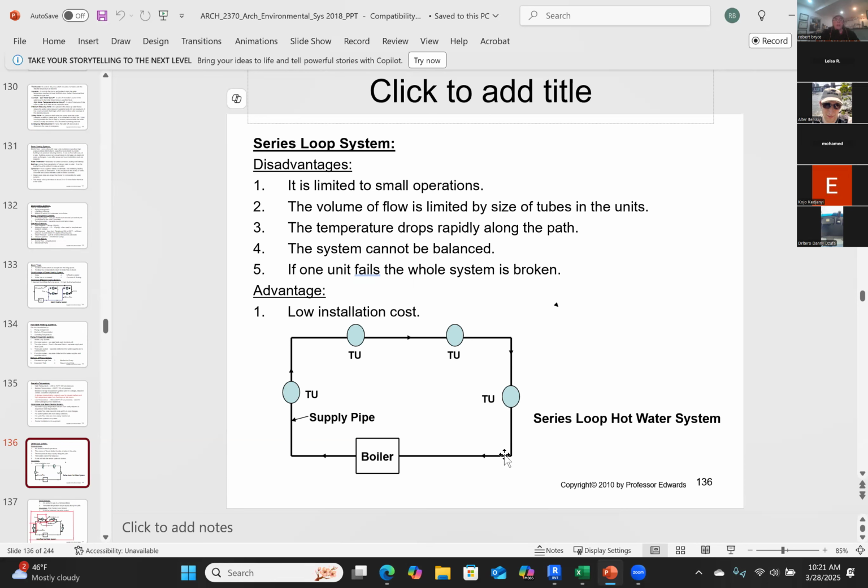If you diagram your piping arrangement in this method, I'll stop looking at your project right there. I won't look at it anymore. Series loop is not acceptable.